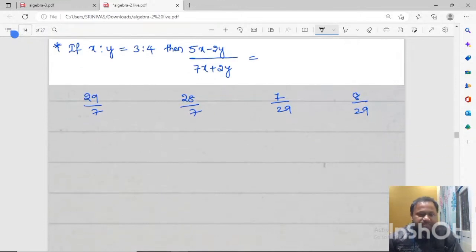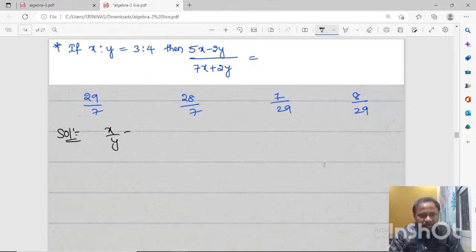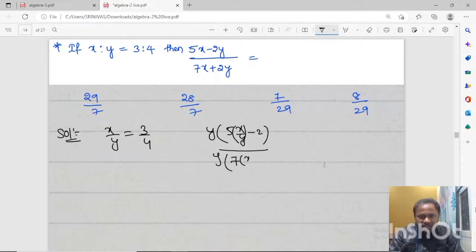Next, one more. This type of problem we already did. What is that? x divided by y is equal to 3 divided by 4. Okay. So then in the question, from the numerator I will take out y common. So what do we get? 5x by y minus 2 divided by, same y common, 7x by y plus 2. Yes, Darakshan as well as Usharani say 7 by 29. Okay, here y got cancelled and substitute in this.